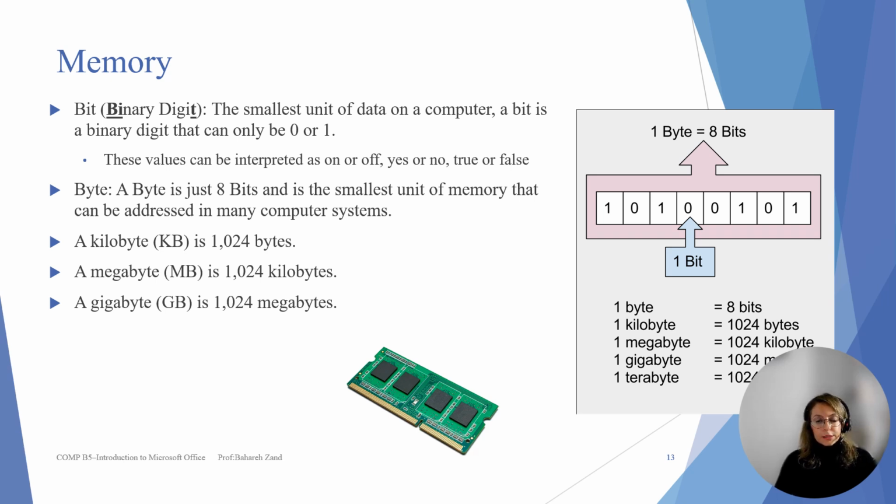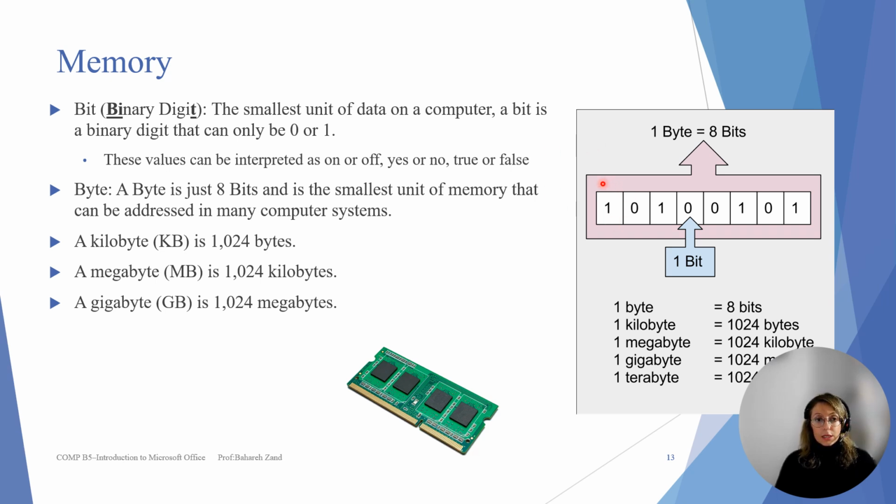You probably heard the terms bit and byte, kilobyte, megabyte, gigabyte. What is a bit and what is a byte? A bit is the smallest unit of data on a computer. It comes from the words binary digit. It means it can only get two values, 0 and 1. It can also be a yes or no, an off or on, a true or false. When you put 8 bits together, you make a byte.